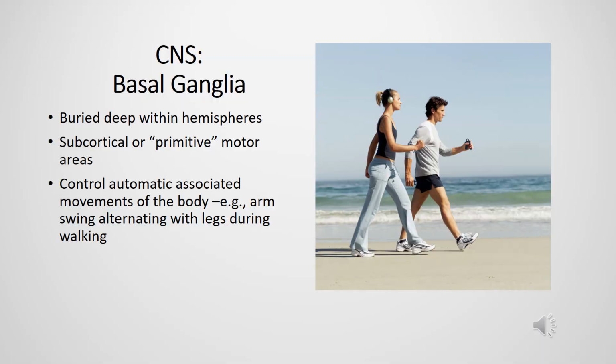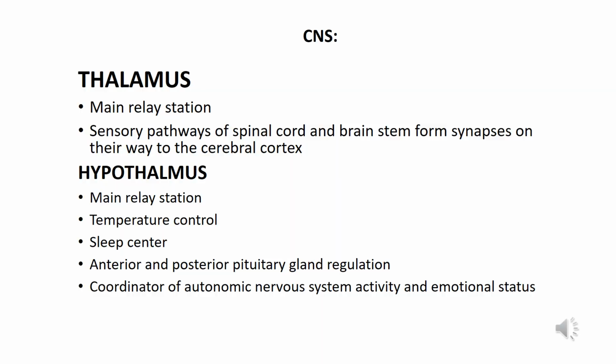The basal ganglia is buried deep within the hemispheres. It is associated with a variety of functions, including the control of automatic associated movements of the body. Examples include arm swinging, alternating of the legs while walking, eye movement, and so forth. The thalamus is a small structure within the brain. The main function is to relay motor and sensory signals to the cerebral cortex.